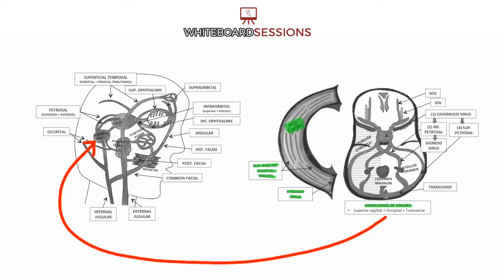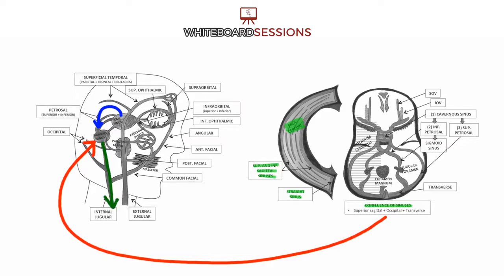All roads lead to the sigmoid sinus. Look in the same visual, the cavernous sinus is also going to the sigmoid sinus, right? And they want you to know that the sigmoid sinus becomes something. As you can see right here in your diagram, it becomes the internal jugular vein. So say that sigmoid becomes the internal jugular vein.